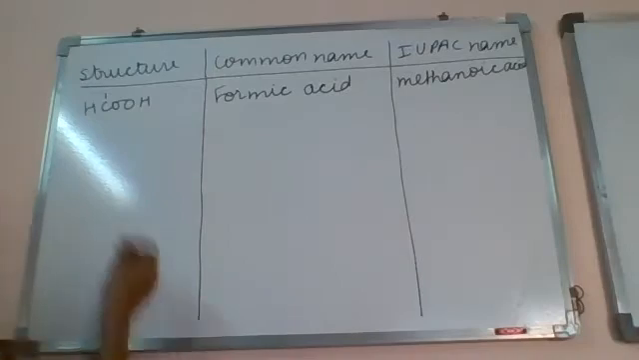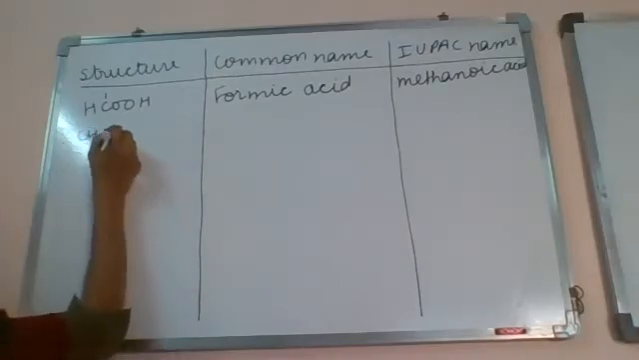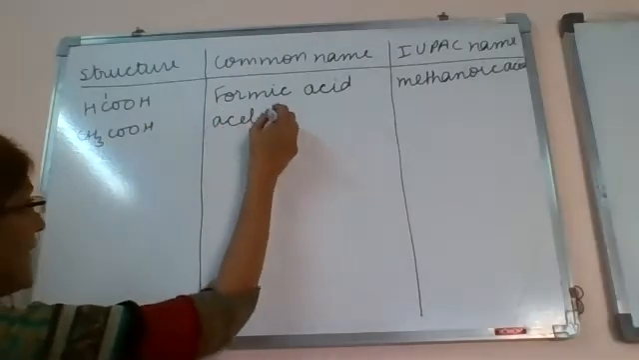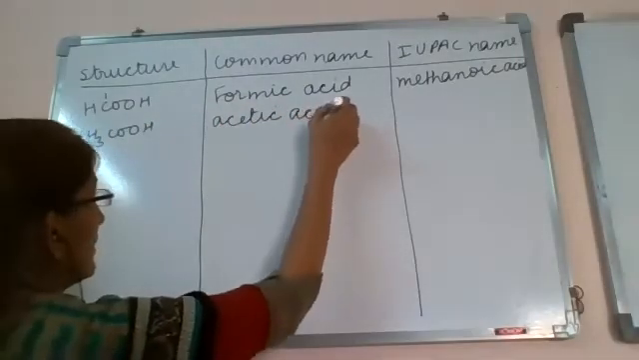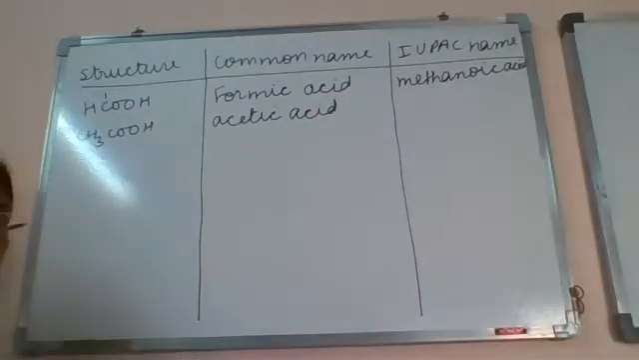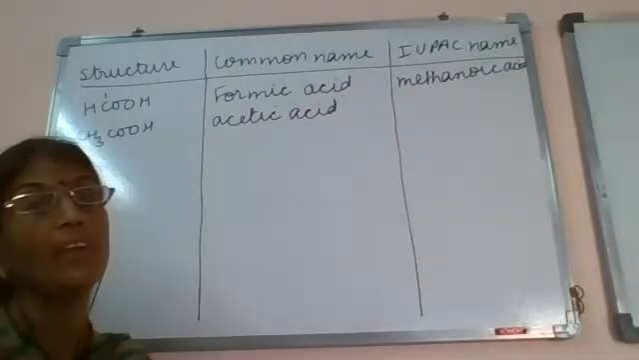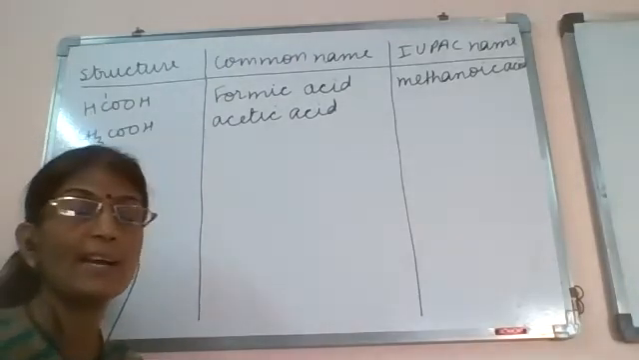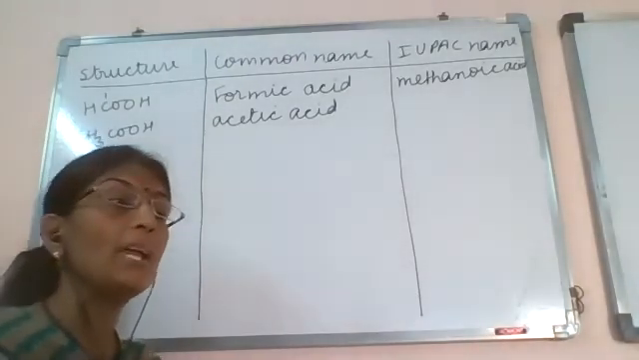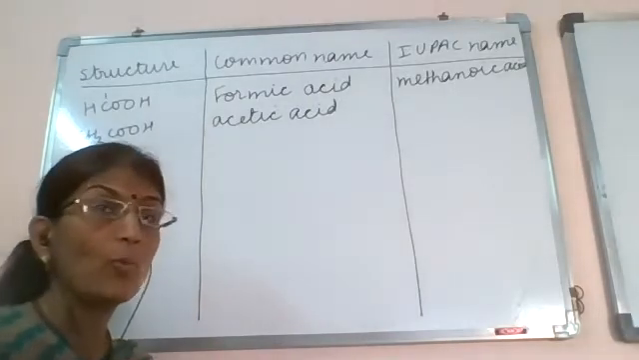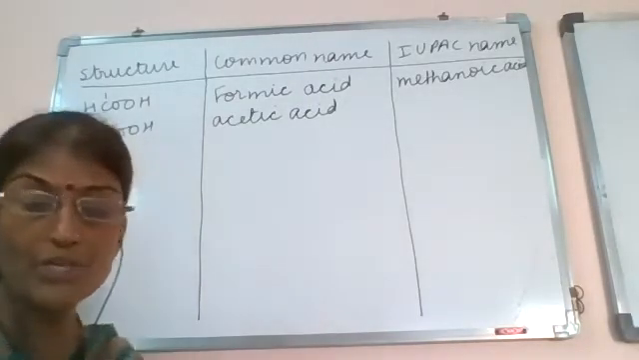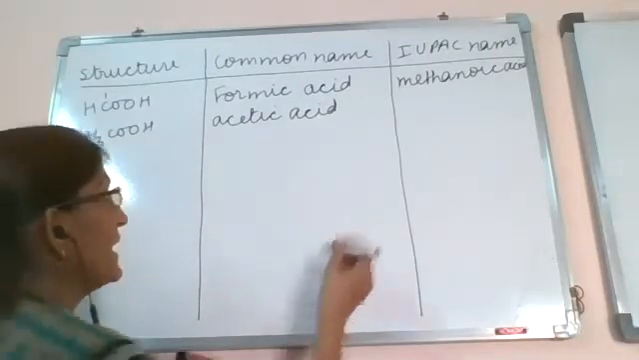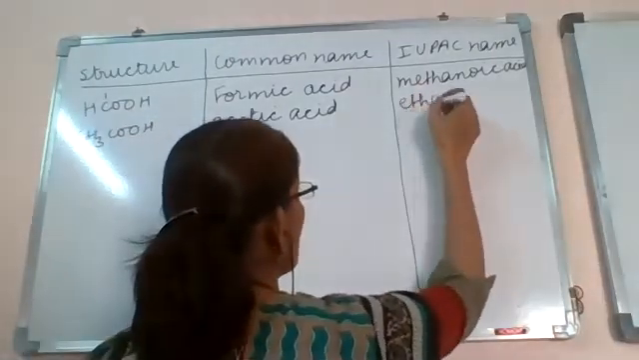Second important acid is CH3COOH. You know it. This is called acetic acid. Vinegar, as it is called, is not pure. A 6 to 8% aqueous solution is known as vinegar. And if it is chilled at very low temperature, it is called glacial acetic acid, because it can freeze like water. Hence it is called glacial acetic acid. Clear? Its IUPAC name is ethanoic acid.